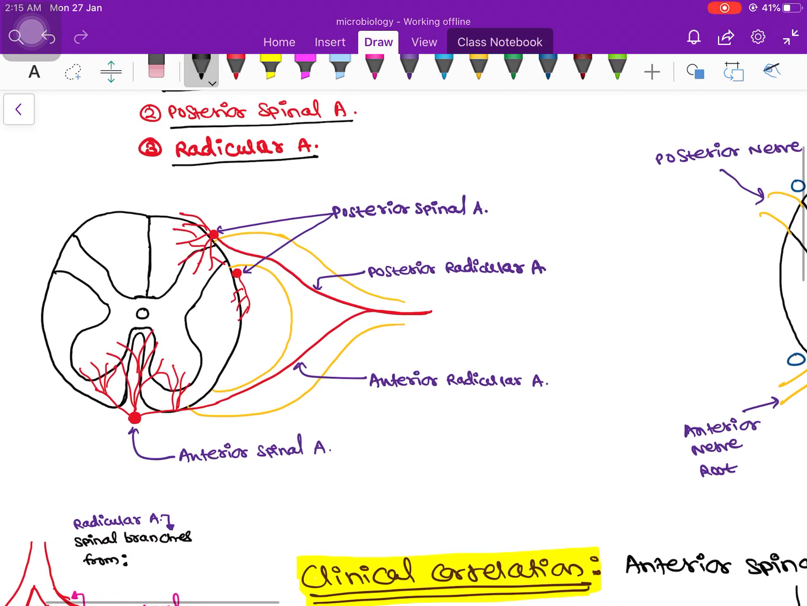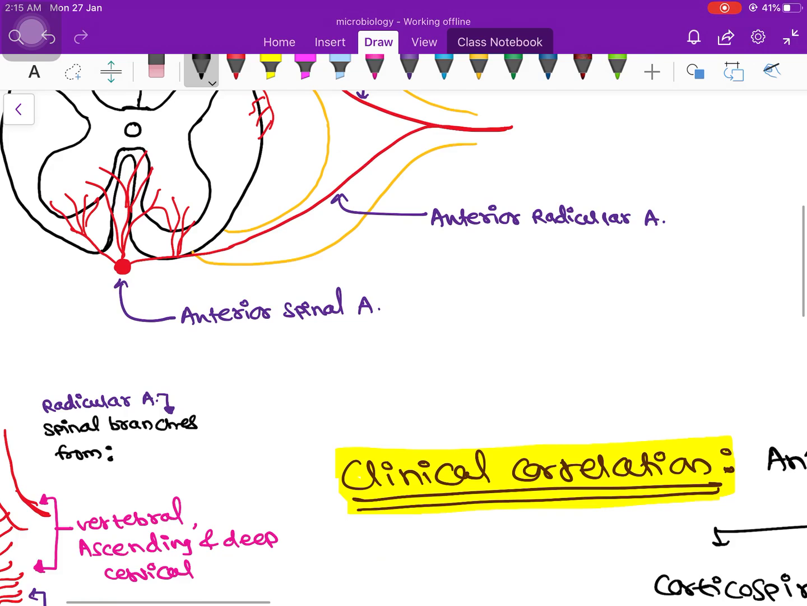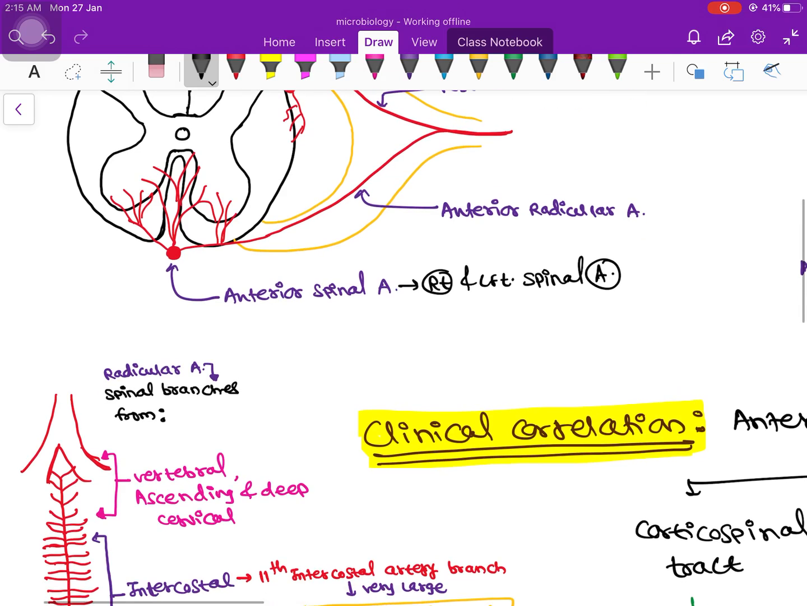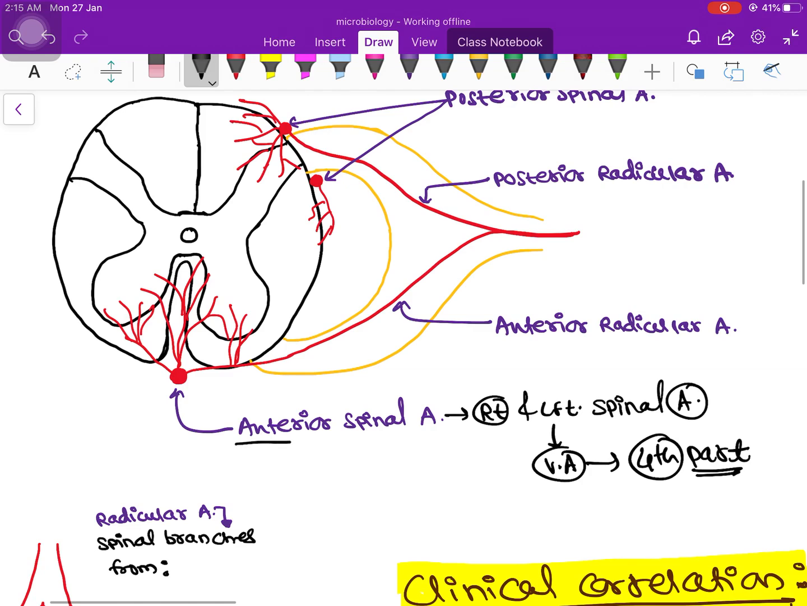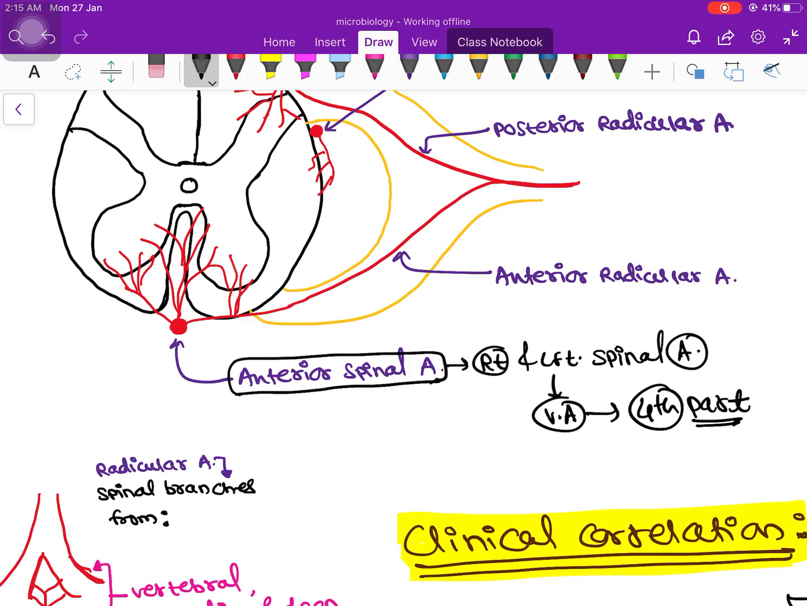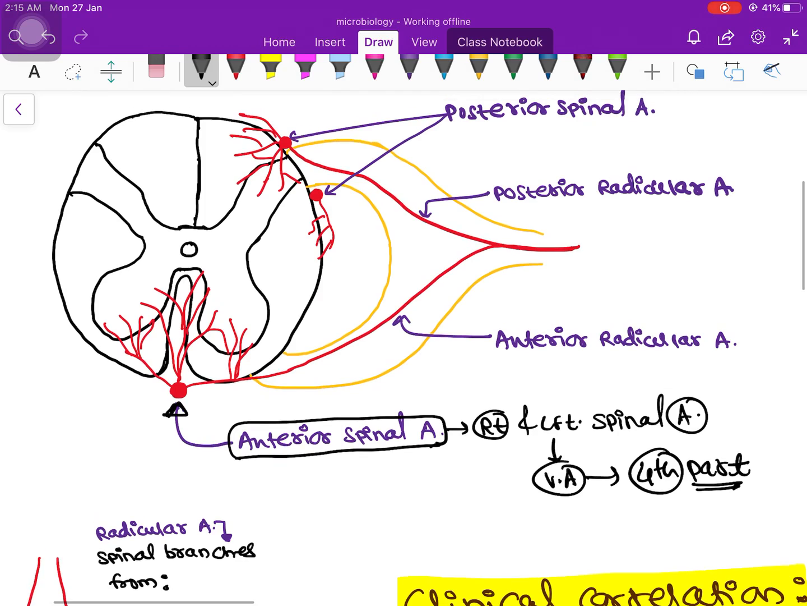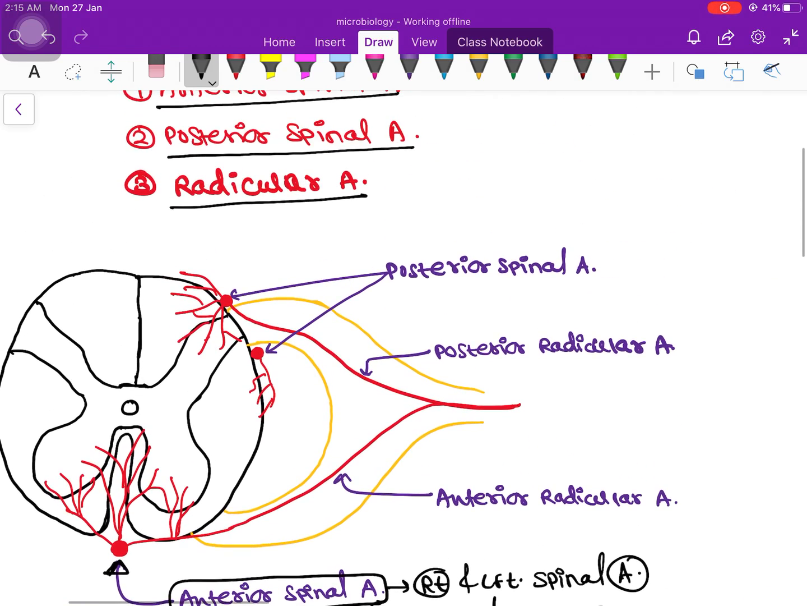So anterior spinal artery. Anterior spinal artery is formed by the union of right and left spinal arteries. And these are the branches of vertebral artery, especially the fourth part of the vertebral artery. This anterior spinal artery is formed in the posterior cranial fossa and runs down through the foramen magnum, and in the anterior median fissure it runs down.